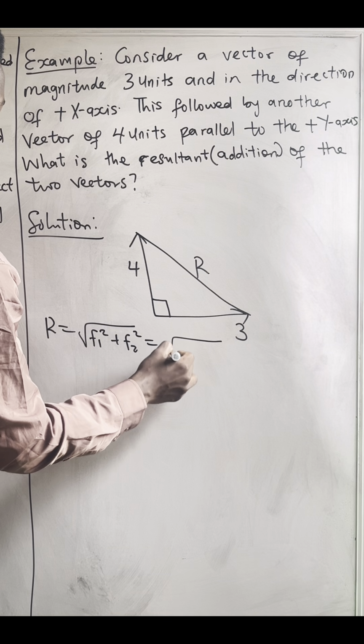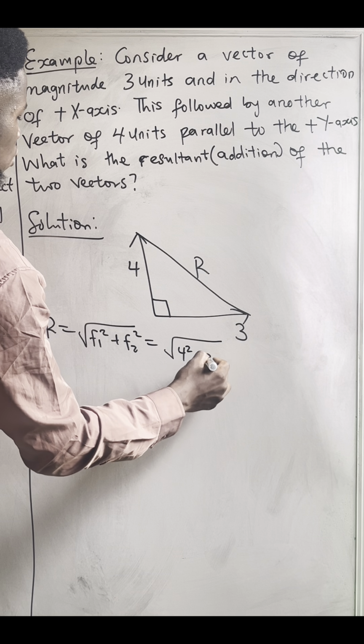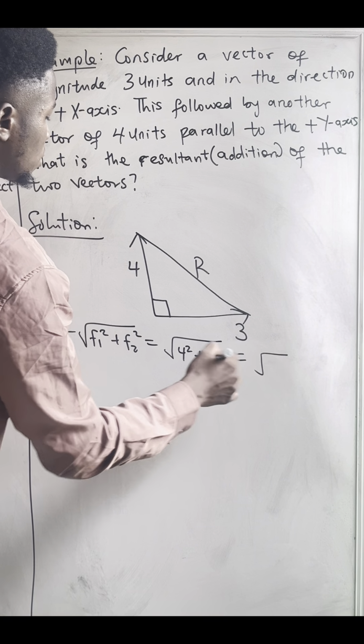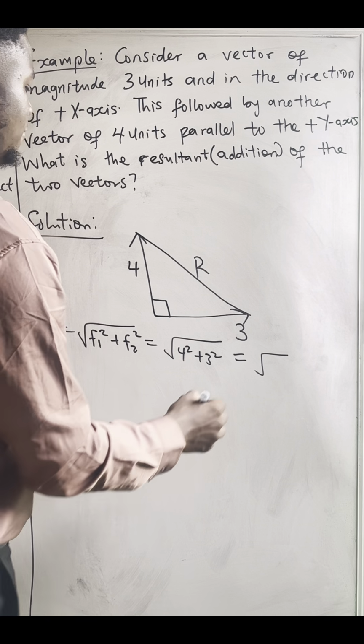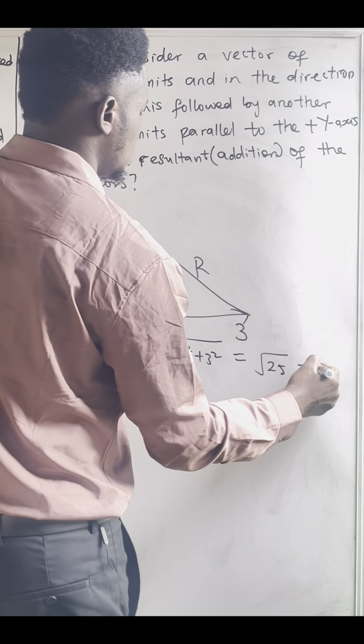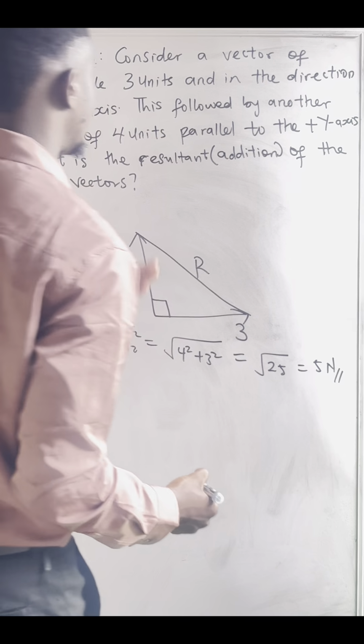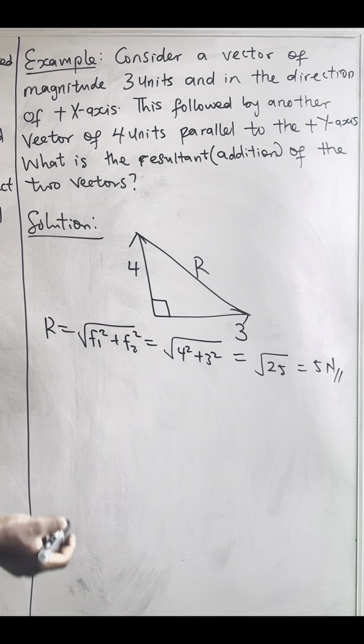That's equal to the square root of 4 square plus 3 square. 4 square is 16, 3 squared is 9. 16 plus 9 is 25. That's square root 25, and that's equal to 5 Newton. So the resultant is 5 Newton. But I can also calculate the angle.